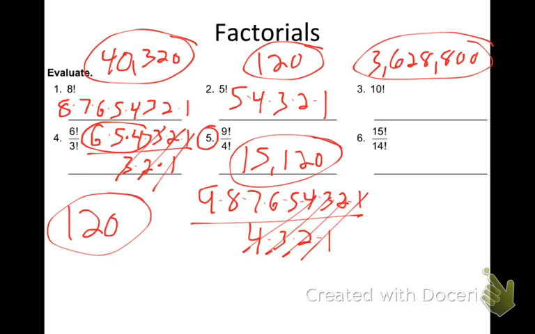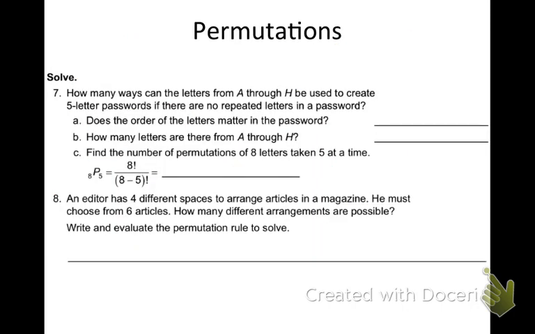Then 6, 15 factorial over 14 factorial. What's my answer, Miss Worth? Think about it. Don't overthink the problem. Is it just 1 or 15? It's 15. Because 14 on down is going to cancel out, right? Yeah, don't overthink the problem. It's just going to be 15. All right, number 7 here.